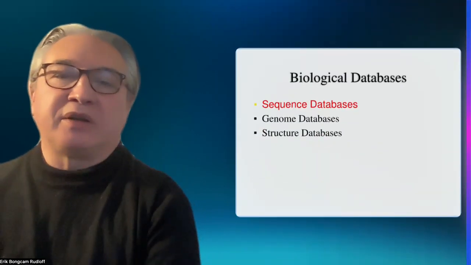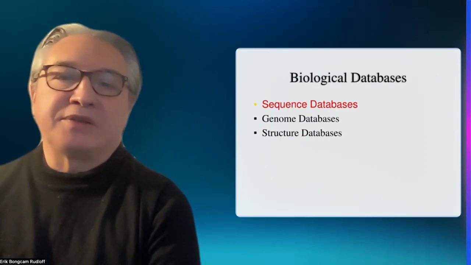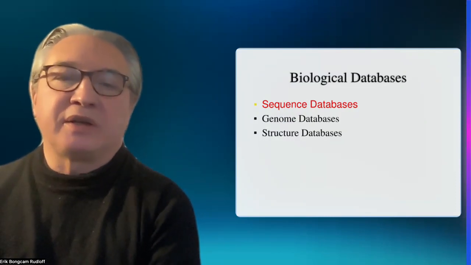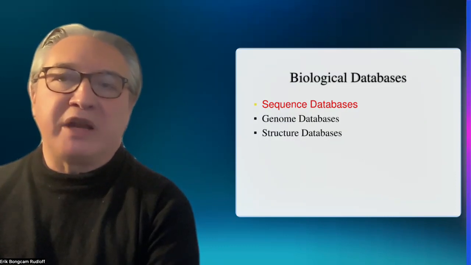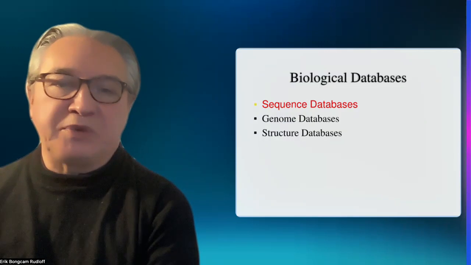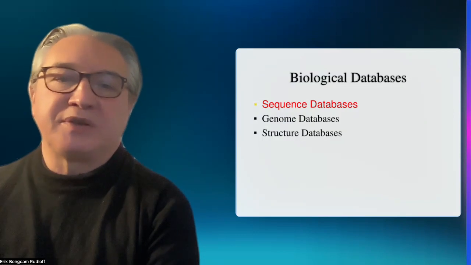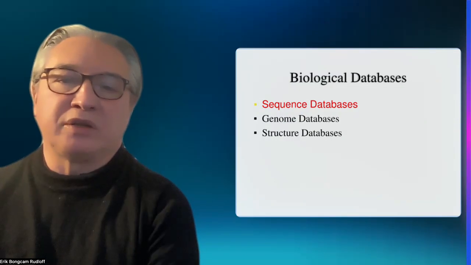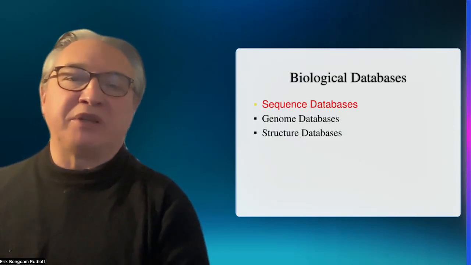Biological databases are divided in 3 major types. The sequence databases, those were the first ones created. Then we have the genome databases, and those are containing many different types of information related to the genomes of different species. Then we have the structure databases. Now, the order in this slide does not correspond to the historical order of the databases.